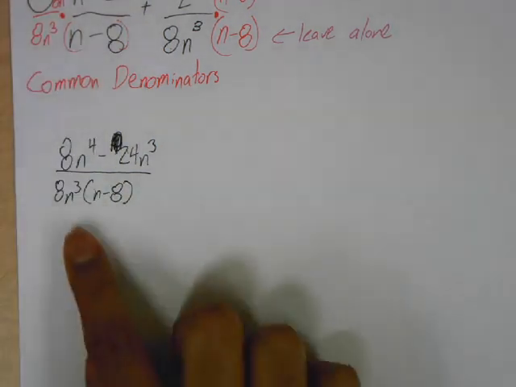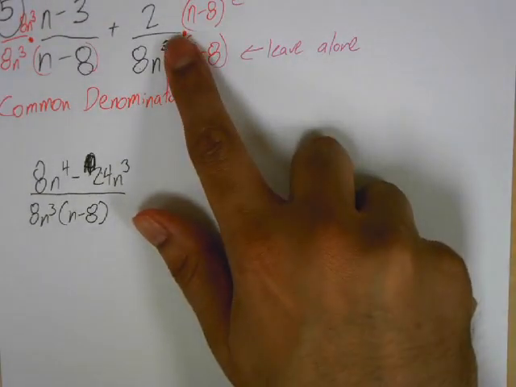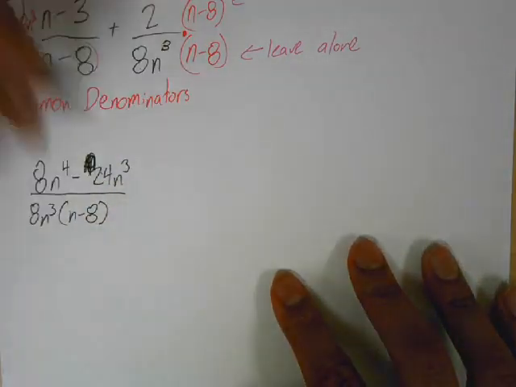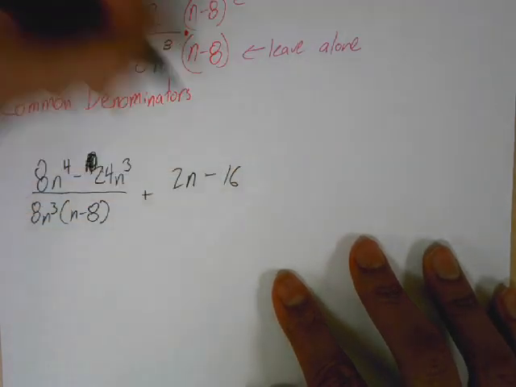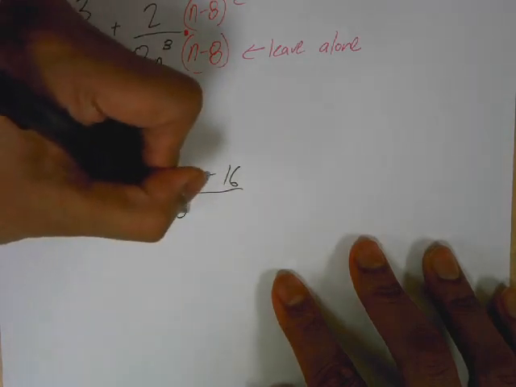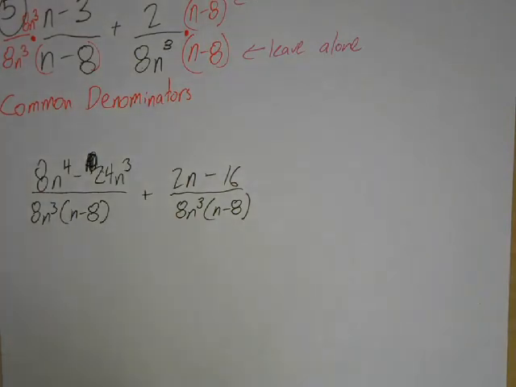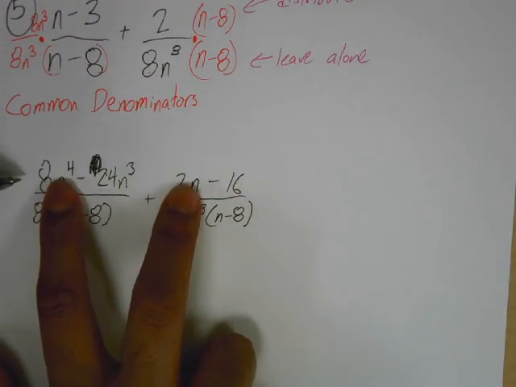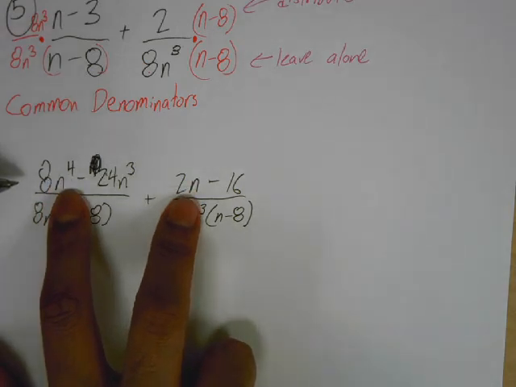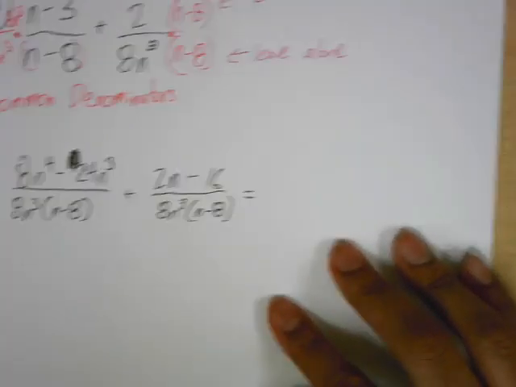So notice again, I didn't distribute this out. I'm just not worried about that. And on the other side, when I distribute this 2 into my n minus 8, I'm going to have plus 2n minus 16 over 8n cubed times (n minus 8). Okay, so again, you'll notice these denominators are now the same, and the top parts have been distributed. So once I have these pieces distributed out, we can actually combine this into a single fraction.